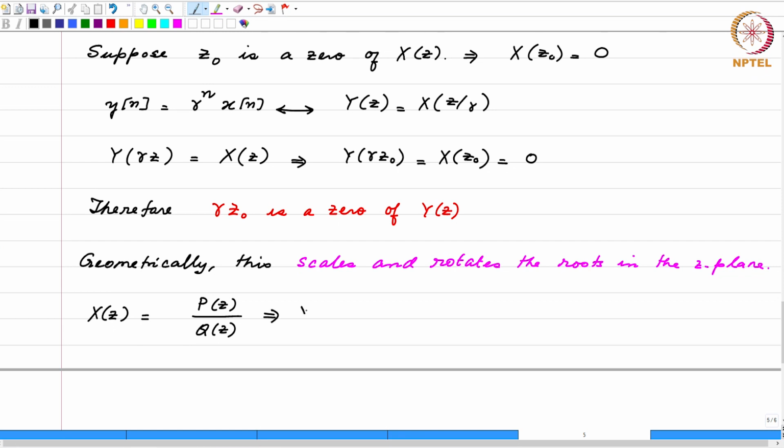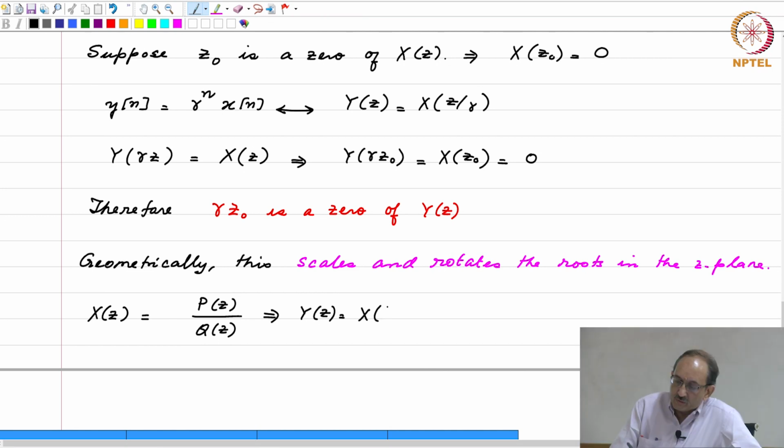So, this implies the transform of gamma to the n x of n is Y of z, which is nothing but X of z by gamma. So, this in turn is P of z by gamma over Q of z by gamma. So, this means that both poles and zeros get scaled and rotated.